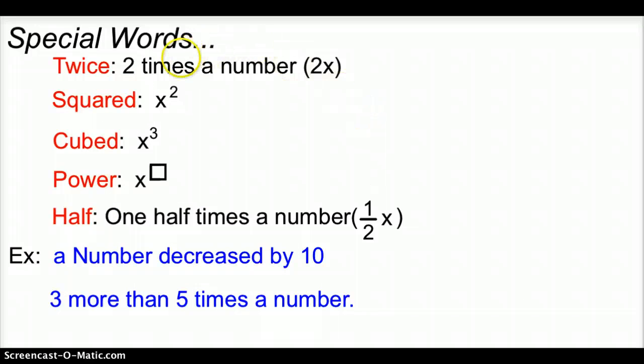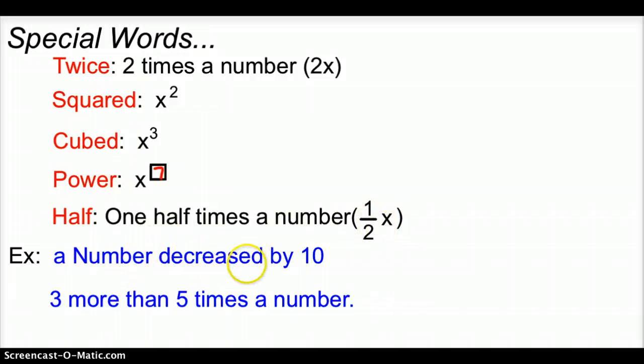Some special words, such as twice is two times a number, squared you have x squared, cubed is a variable to the power of 3. Now a power could be anything. The power of 7, so a 7 would go in this box, the power of 8, the power of 9. Anytime it said power, it would go in that box. Half is 1/2 times the number represented here.